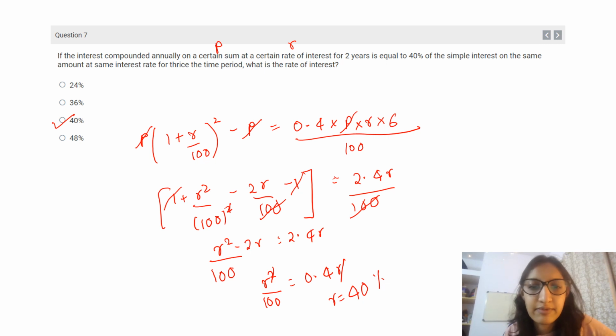Okay, so this was very simple. You could have formed the equation and solved it in like 1.5 minutes. So I think even if you are targeting 95, 97 or whatever percentile, this question is very easily doable.